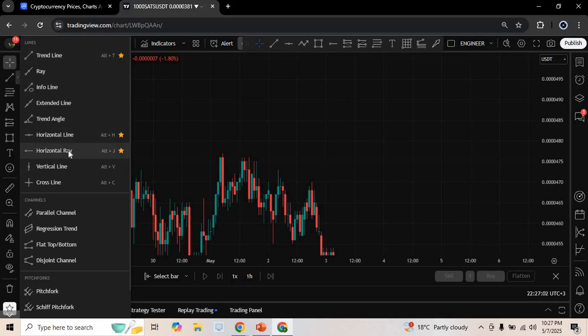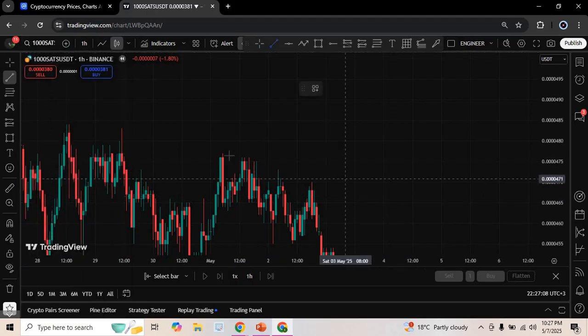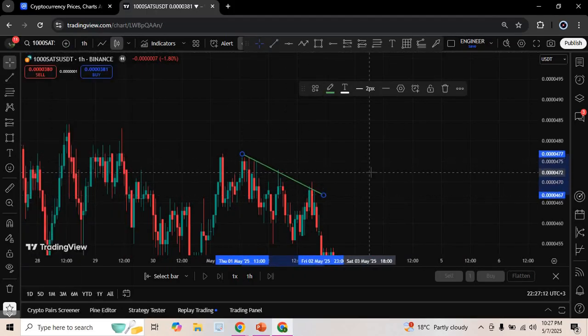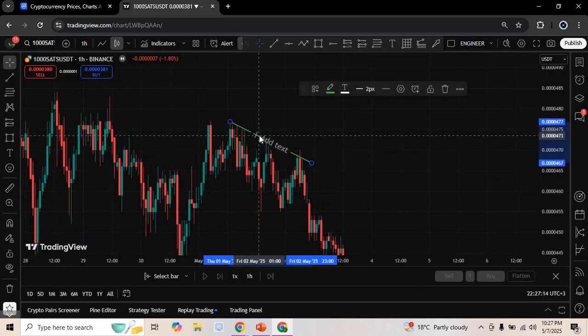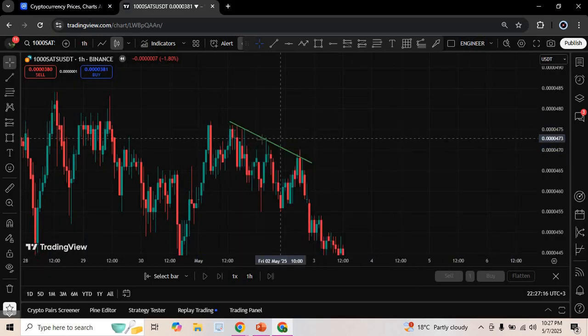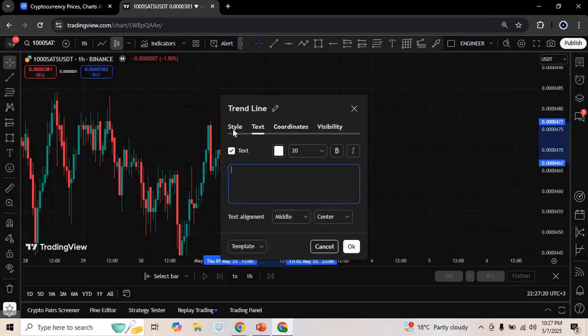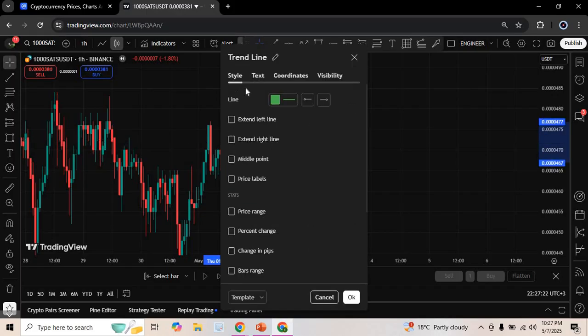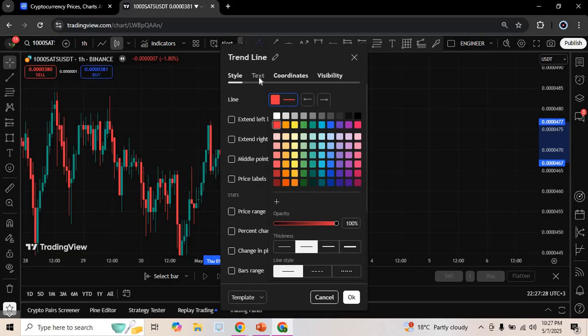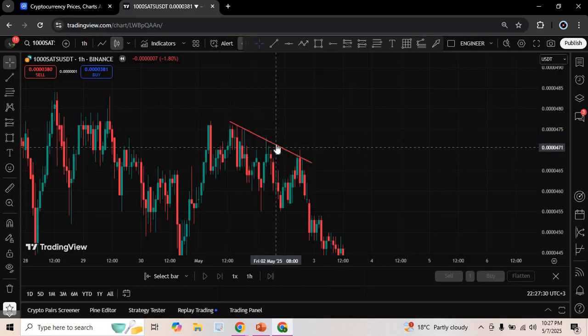So a trend line will help you to draw lines on the chart. No wonder this segment is called line. For example, you can come here and say this is a downtrend like that. If I want to name that, double click on it. If I want to change the style, there's no need to change it, but you can change the color from this part. Maybe I want that to be presented in red, and you'll notice that it's changed to red.